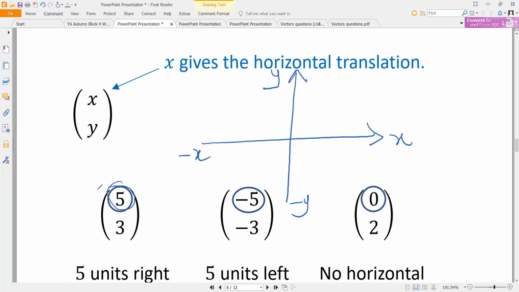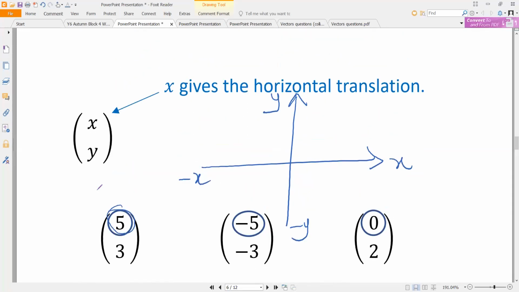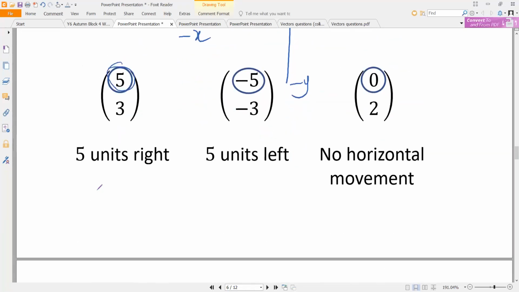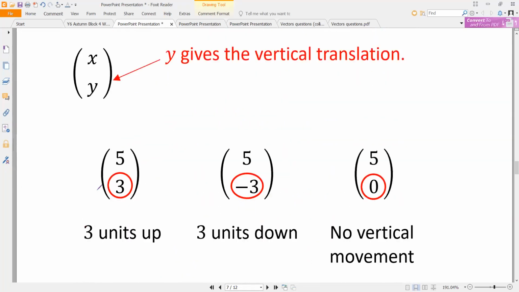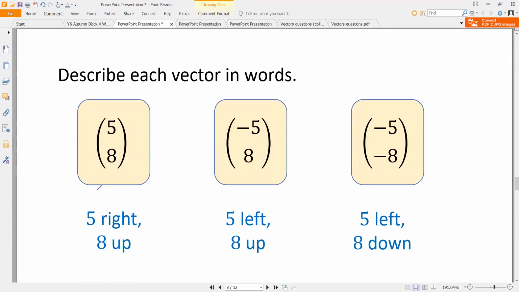This is 5 units right, 5 units left, and then no horizontal movement. That's what this means. Now, let's move on to some other things. It says, describe each vector in words.